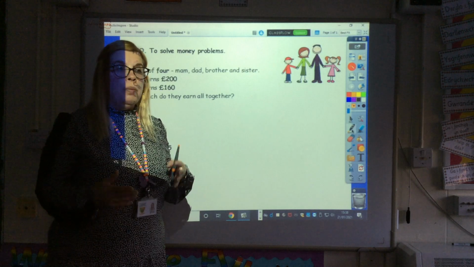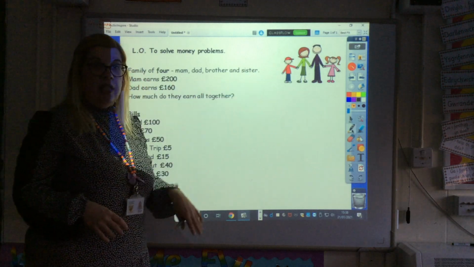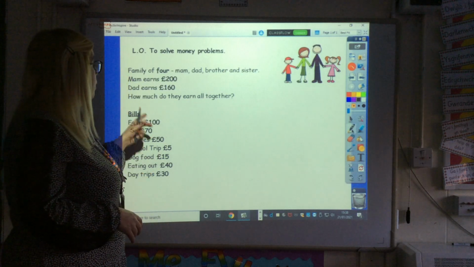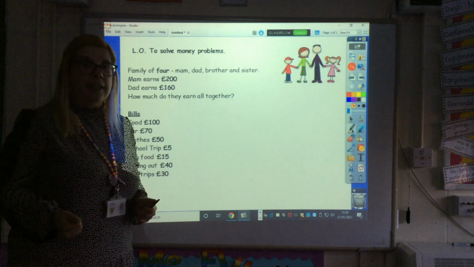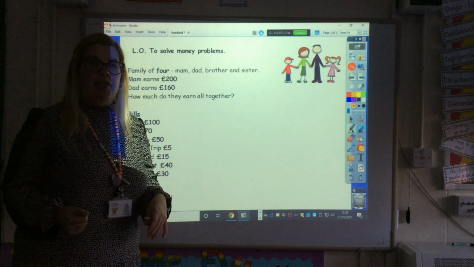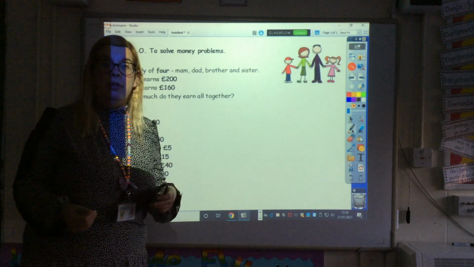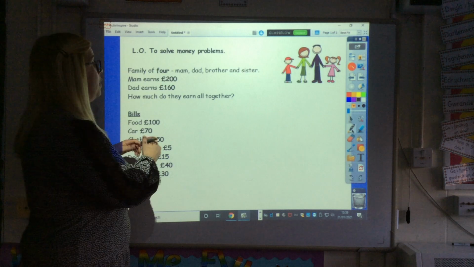All right, so what we've got here is a family of four. We've got mum, dad, brother and sister. All right, now I've said that mum earns £200 and dad earns £160. So our first task is to work out what the income is for the house, how much money is coming into the house every week. Now we need to work out and add these two together.